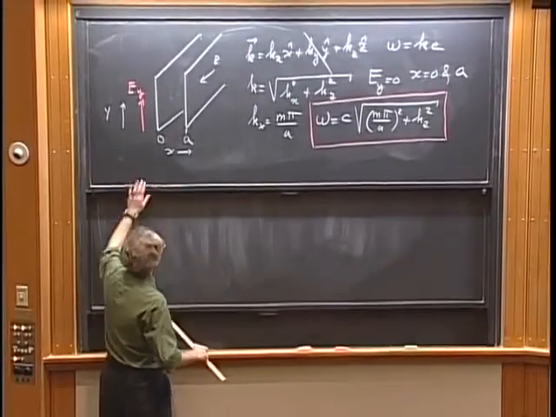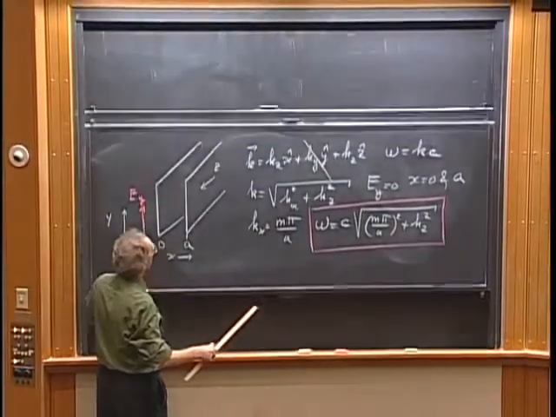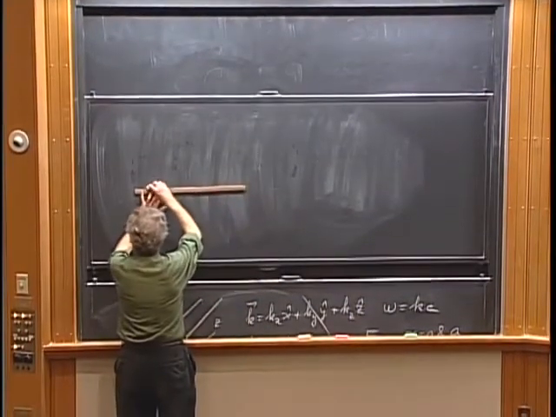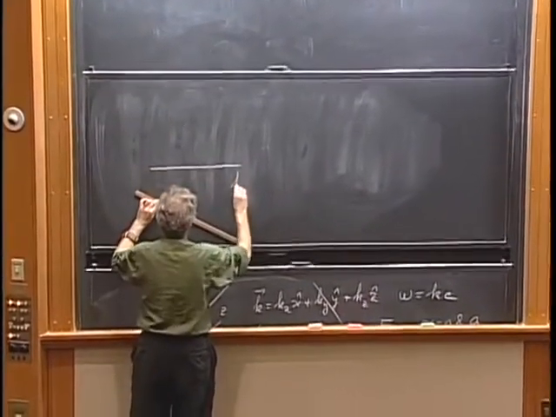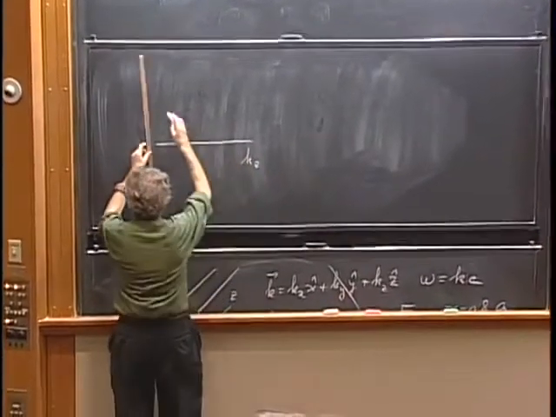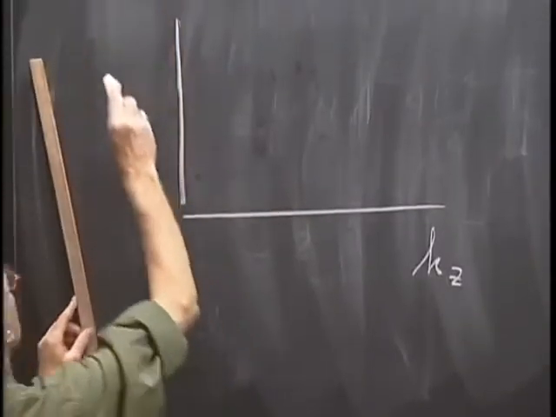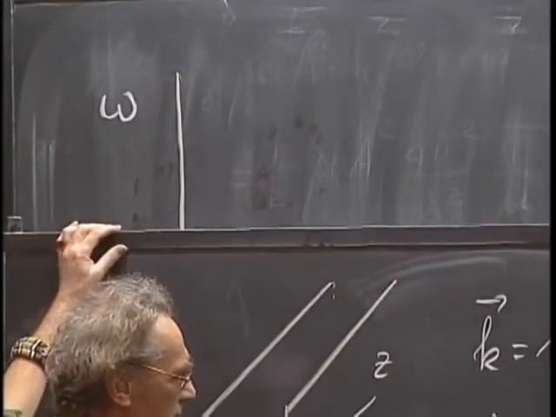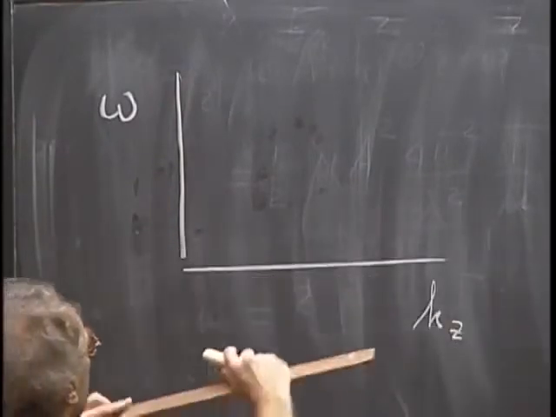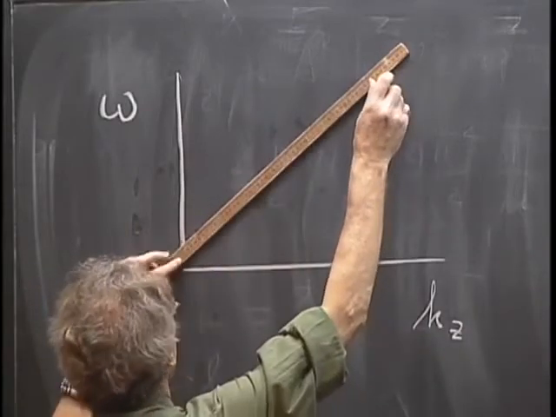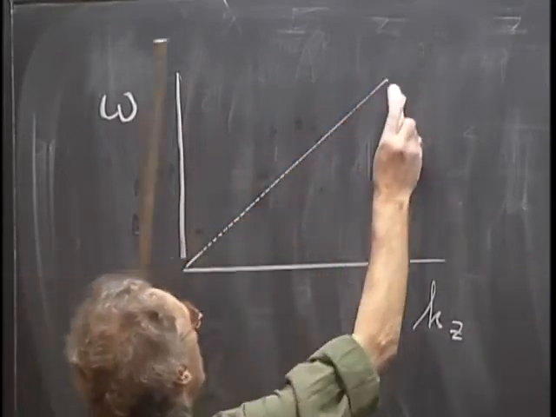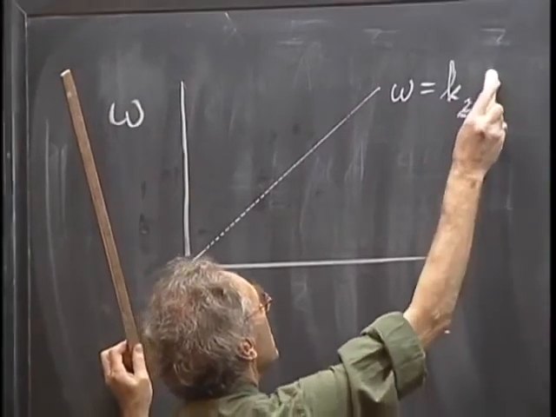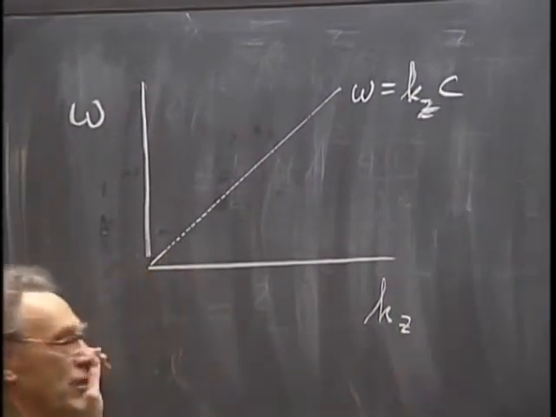I will raise this later again because I want to work over my head so that you can see what I'm doing. So this is kz, and this is omega, and I am going to plot for you this relationship. This line would be omega equals kz times c. That would be non-dispersive.